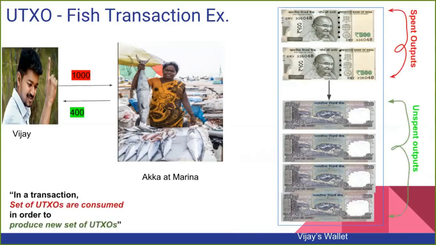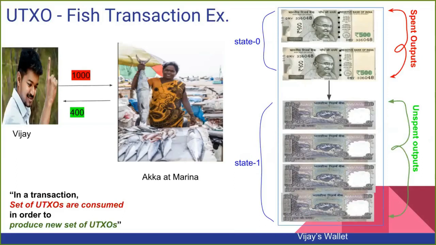So in the whole transaction, can I say it like this? In this transaction, some set of UTXOs are consumed in order to produce another set of UTXOs. Like two 500 bills got consumed in order to produce a 400 rupee note. So at state 0, the wallet was looking like this, and at state 1, it looks like this. So now we know how a transaction looks like.